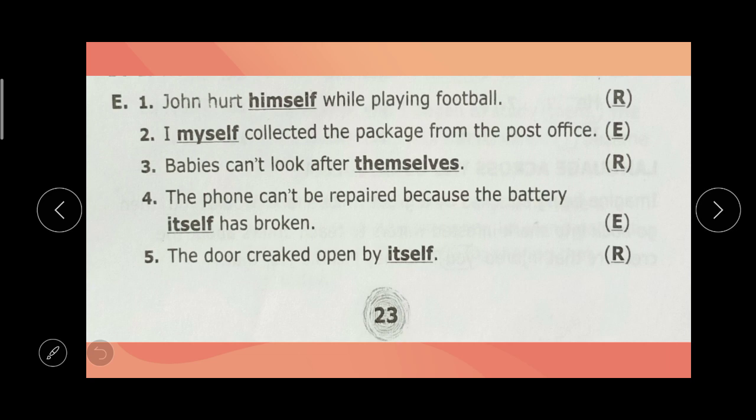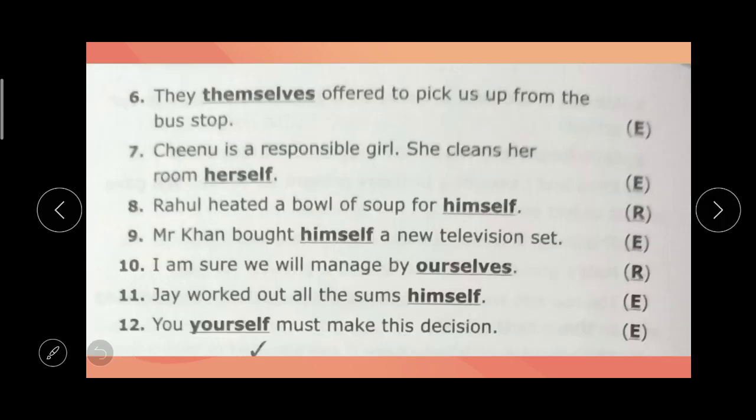So the answers are number 1. Here the pronoun is himself, which is a reflexive pronoun. Number 2, here the pronoun is myself, which is an emphatic pronoun. Number 3, themselves, which is a reflexive pronoun. Number 4, itself, which is an emphatic pronoun. Number 5, again itself, which is a reflexive pronoun. Number 6, themselves, which is an emphatic pronoun. Number 7, herself, which is an emphatic pronoun.